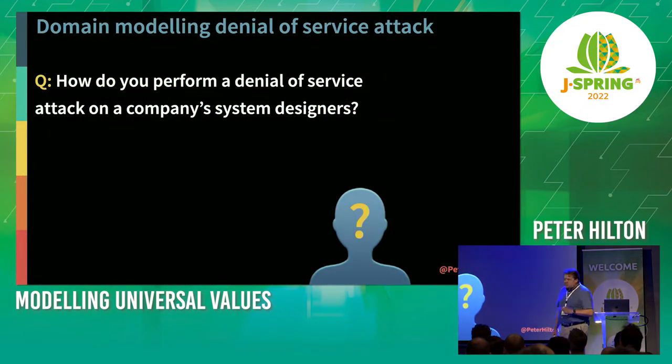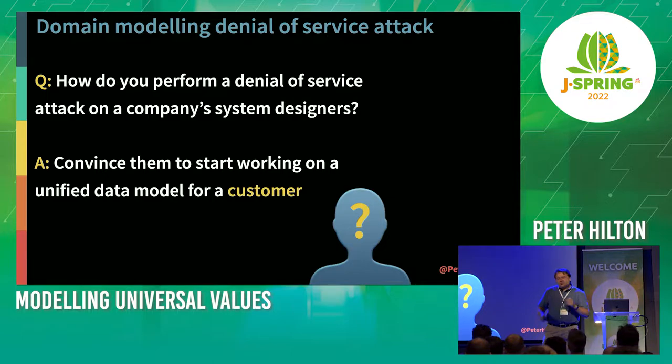I'd like to start with a sort of DDD joke, which is about how you perform a denial of service attack on people who want to model things. If you can get people to try and come up with a single unified model of a customer, they will never finish. It's impossible because no two departments in a company can agree on what that is. And this is kind of a central problem in domain modeling, perhaps in data modeling. And this is not the one I want to talk about today, because it's worse than that.